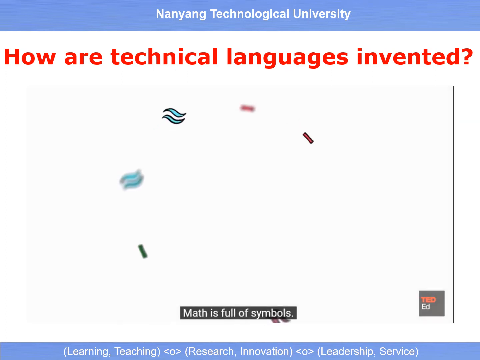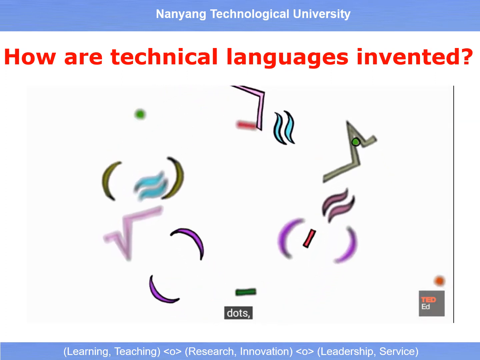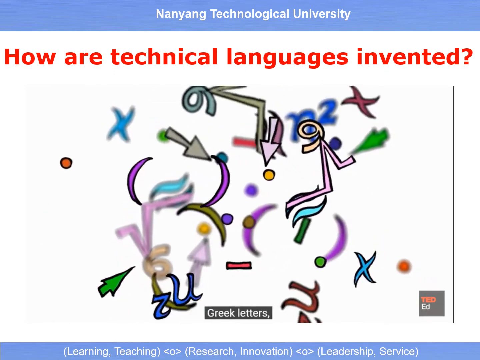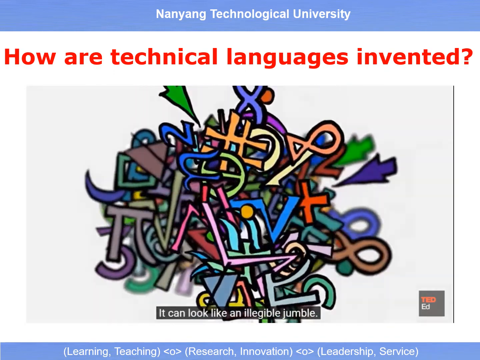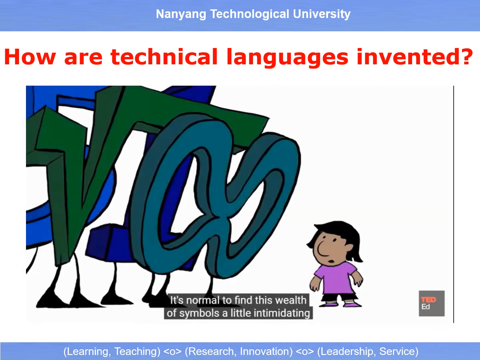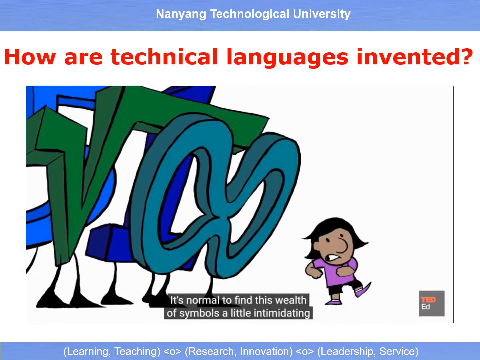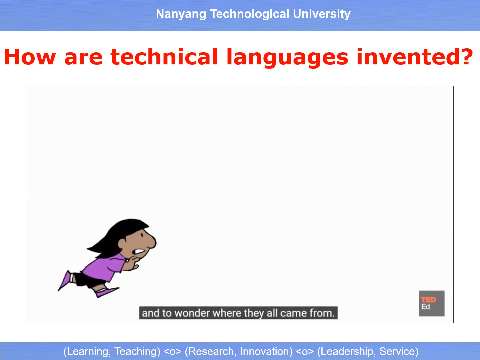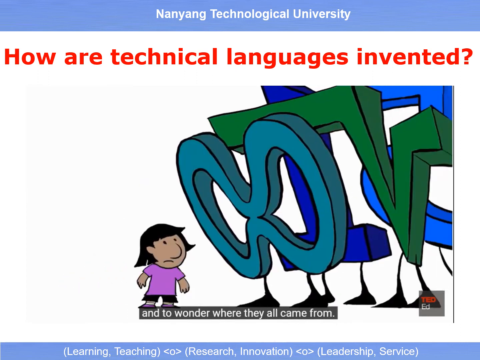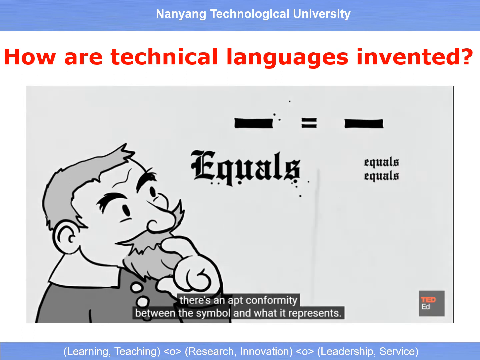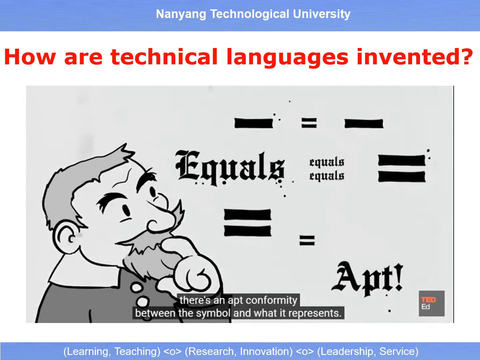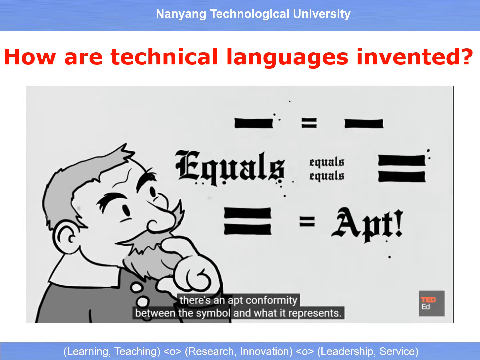Math is full of symbols: lines, dots, arrows, English letters, Greek letters, superscripts, subscripts. It can look like an illegible jumble. It's normal to find this wealth of symbols a little intimidating, and to wonder where they all came from. Sometimes, as Recorde himself noted about his equal sign, there's an apt conformity between the symbol and what it represents.